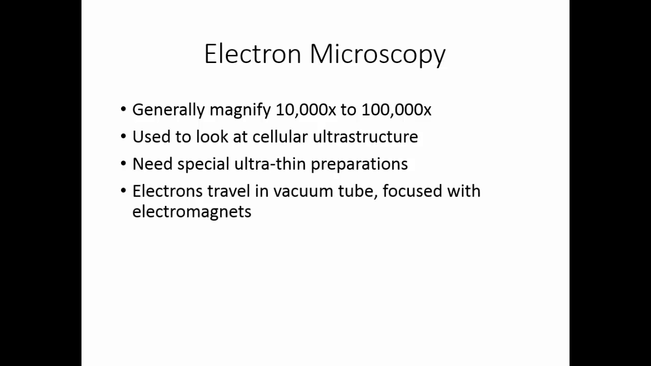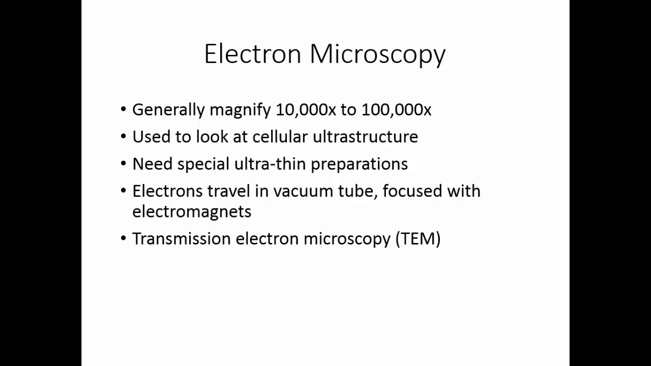Electrons travel in a vacuum tube, and since they're all negatively charged, they tend to bounce off of each other. So we have to focus the electrons with electromagnets so that the electrons all travel in straight lines. So an electron microscope looks nothing like any kind of microscope you've ever seen before.